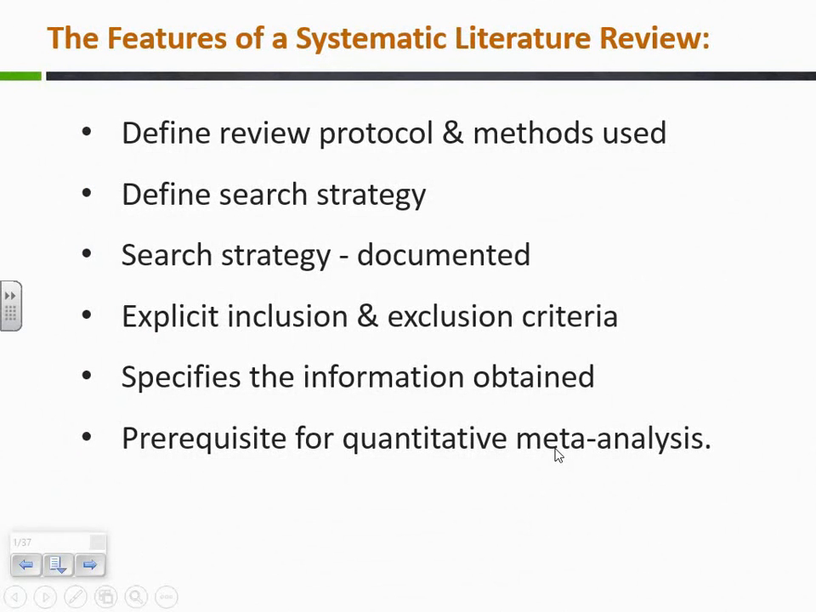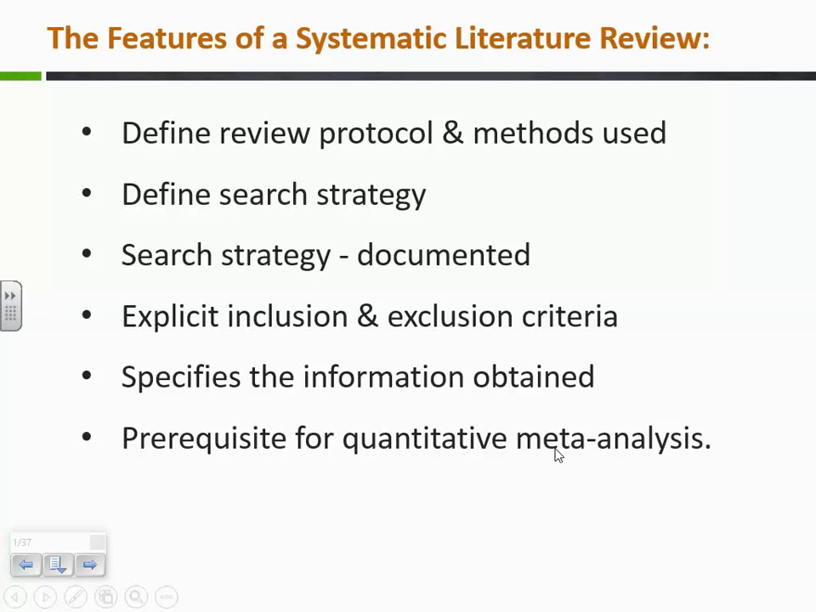What are the features of the systematic literature review? From here on I'm just going to move a little bit slower because there's quite a bit of information that you need to take in. And if you feel that I'm going a bit fast, just put up your hands. The features of the systematic literature review are as follows. It defines the review protocol and methods used. So you start by defining the review protocol. That's your first step, which identifies the research questions that need to be answered and predefines the methods that will be used to perform the review.